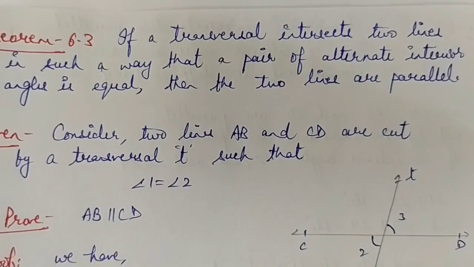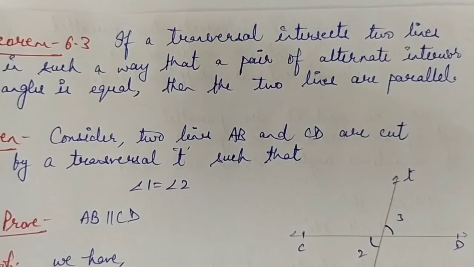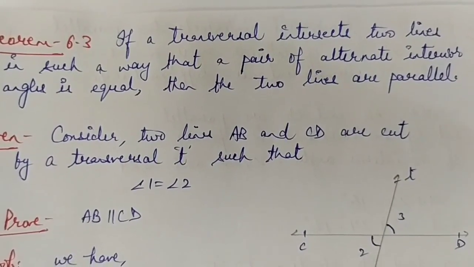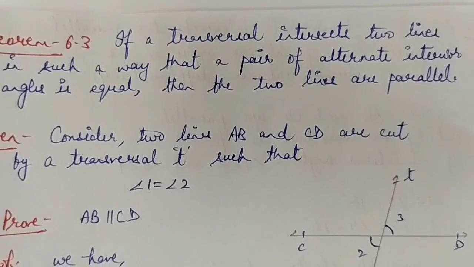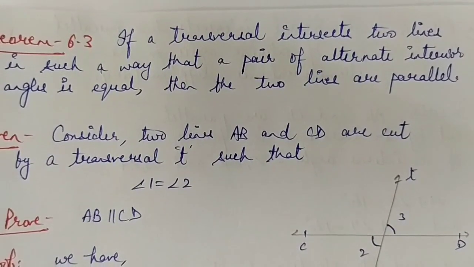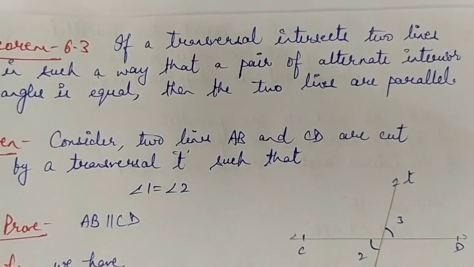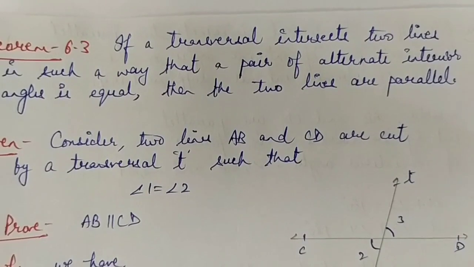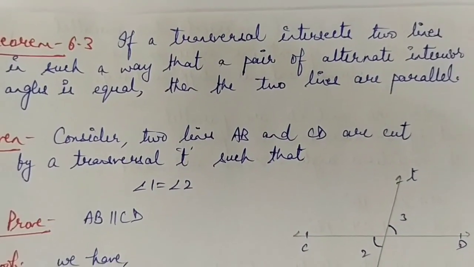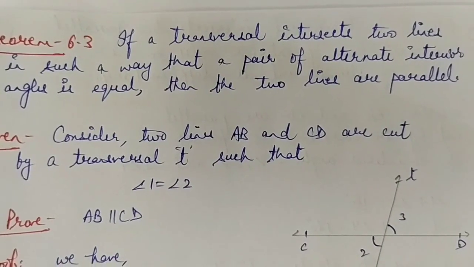यहाँ पर हम ये प्रूव करने वाले हैं कि टू पेयर या वन पेयर ऑफ alternate interior angle भी अगर equal हो जाए, हमें एक पेयर भी अगर मिल रहा है alternate interior angles का equal, then we will say that two lines are parallel. It means basically previous theorem का conversion है ये theorem. So it is written if a transversal intersects two lines in such a way that a pair of alternate interior angles is equal, then the two lines are parallel.